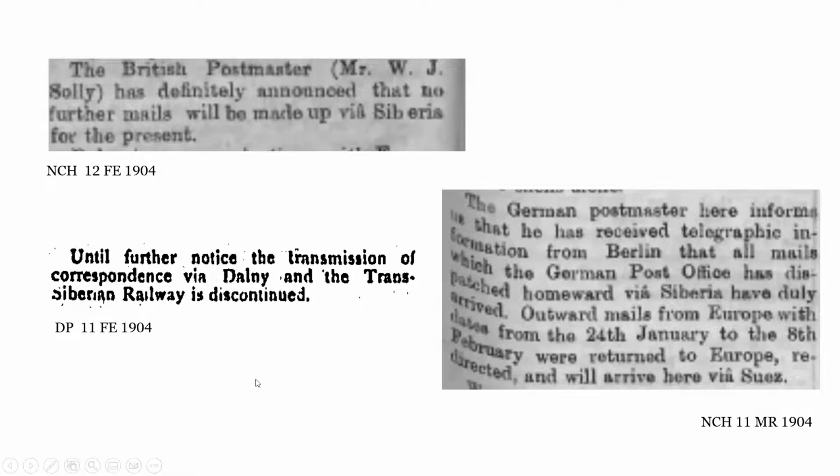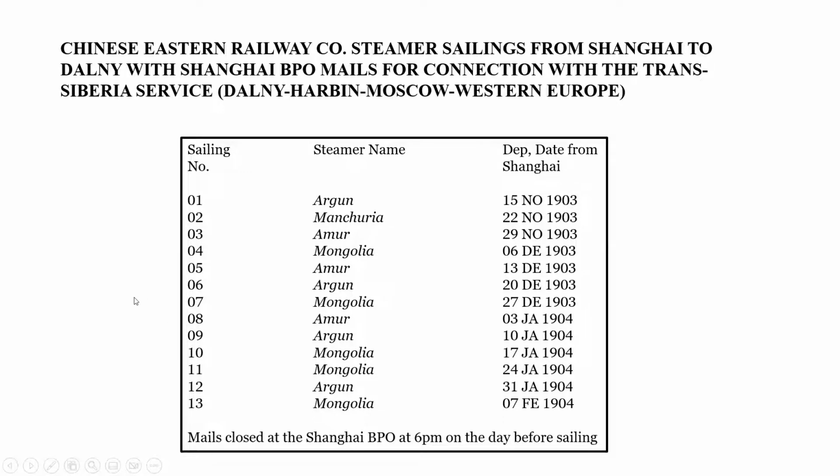For anybody who's interested, I just put this in. These are the sailings from Shanghai to Dalny on Chinese Eastern Railway Company steamers. But these are the ones with British Post Office mails from Shanghai and Hong Kong for connection through Harbin for Europe. Sailing number one did not have Hong Kong mails sent through the British Post Office, but from 2 through to 13, they did. They sailed on Sundays, and then the mails closed at 6 p.m. on the day before. So that's about it.